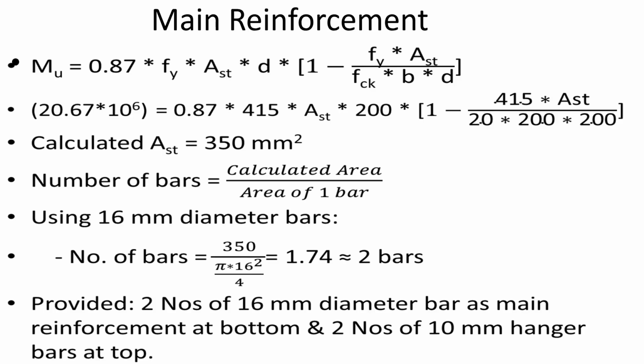As we know that for a beam, we need to provide bars in top also. Since it is a singly reinforced beam, provide 2 numbers of 10 millimeter dia bar as hanger bars, whose purpose is to hold the stirrups only and will not carry any load. The final design is provide 2 16 millimeter bars for main reinforcement and 2 10 millimeter bars as hanger bars.